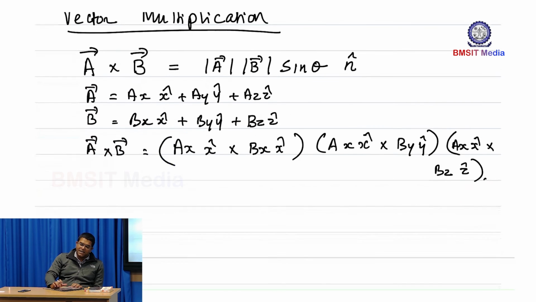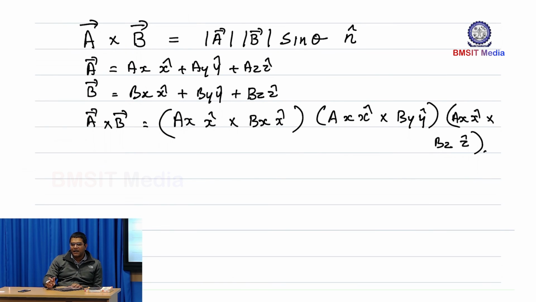Similarly, in the vector multiplication also, or in the cross product, when you do this, let us see what happens.